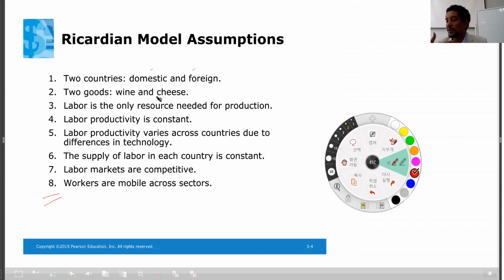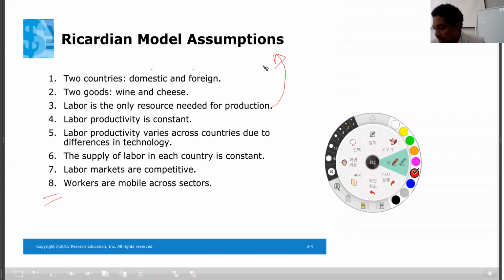Okay, and we do our examples or discussions on these 2 goods. Labor is the only resource needed for production. So this is the assumption by the Ricardian model, that labor is the only resource needed for production. Okay, so we know for a fact that it's not only labor. We need capital, we need land, we need entrepreneur skills. But for this explanation, we have assumed that labor is the only resource needed for production.